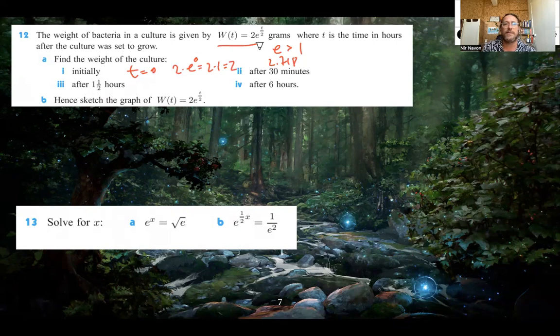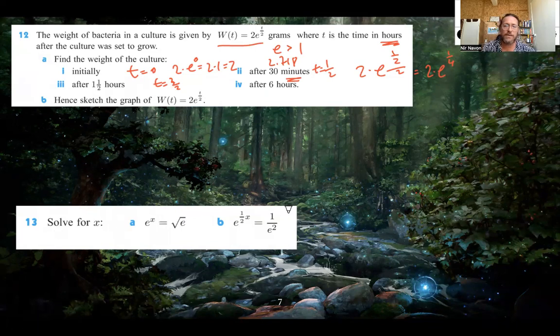After 30 minutes, is this the time in hours? And this is minutes, so 30 minutes is half an hour. So t equals half. That would be 2 times e to the power of half over 2, so 2 times e to the power of 1/4. So use your calculator to find that. After 1.5 hours, so t equals 1.5, or 3.2, t equals 6, and so on. Sketch the graph. Once you have all the values, you can sketch them.